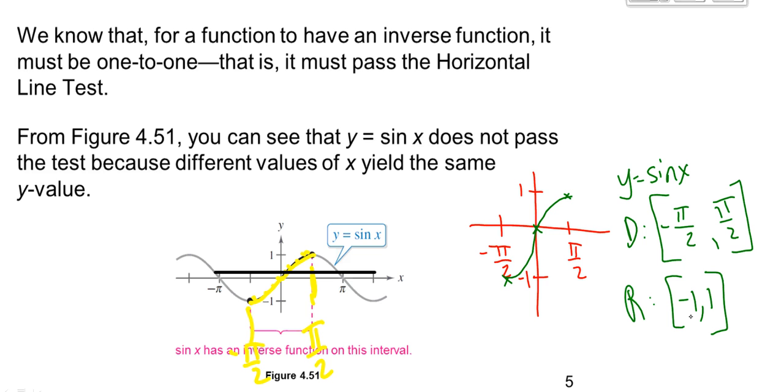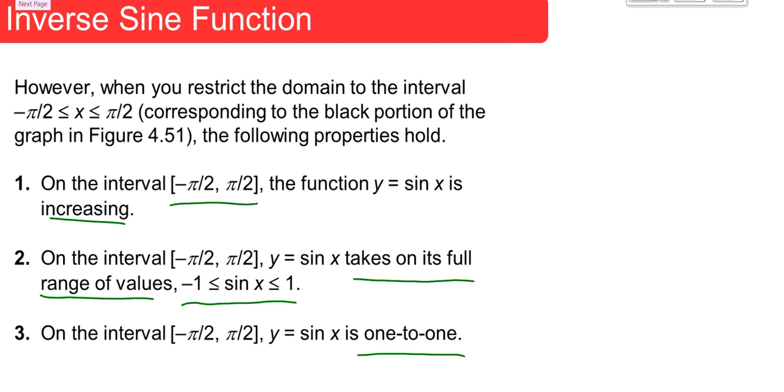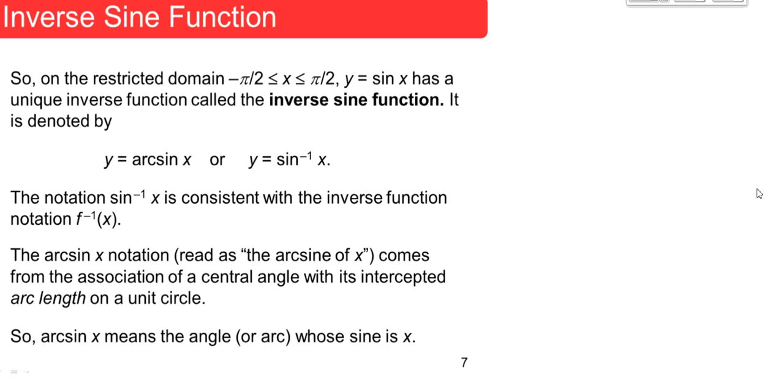If you remember, when we do the inverse, we'll invert those two as we go along. If we use this interval, it's increasing all the time. It has its full range of values from -1 to 1, and it is one-to-one. So it passes the horizontal line test, so it has an inverse. We just said the domain is going to be that.